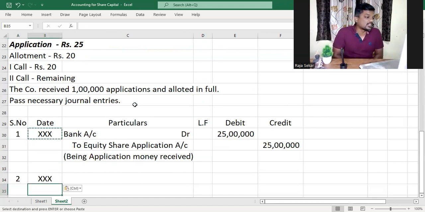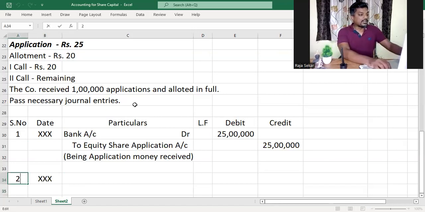The second transaction is what, my dear children: once you've received the application money, in case you've rejected any shares, then you got to refund the application money to those applicants. But in this case, we received 1 lakh applications and we've allotted in full. We've not rejected any shares, so we're not refunding any money because we've allotted shares to all the applicants.